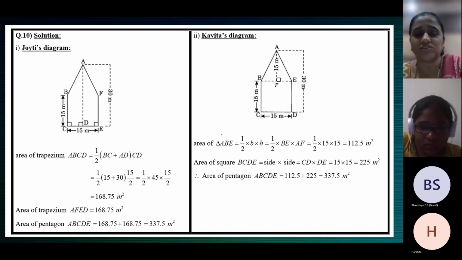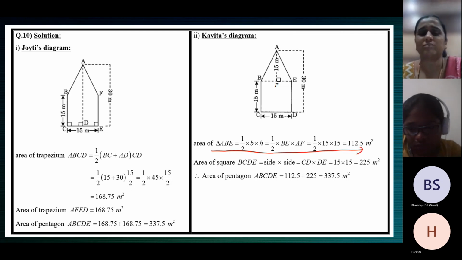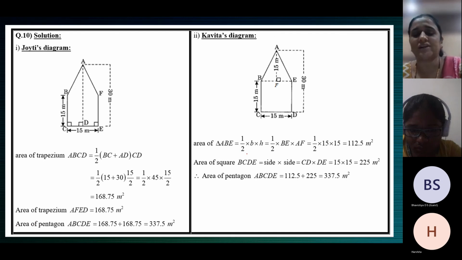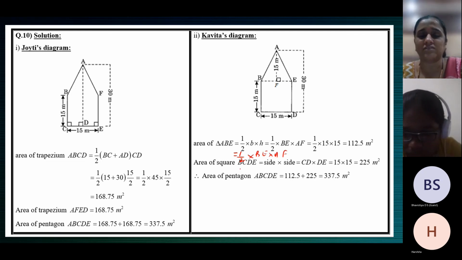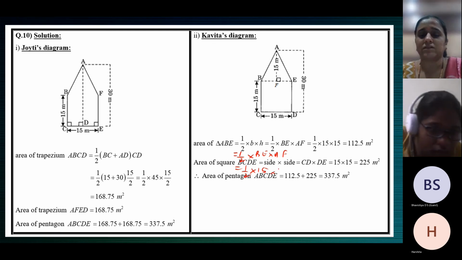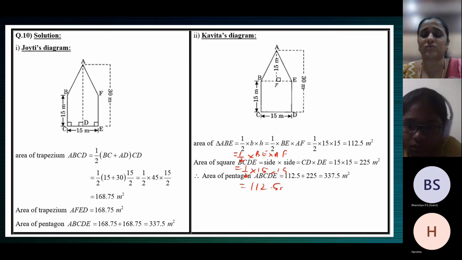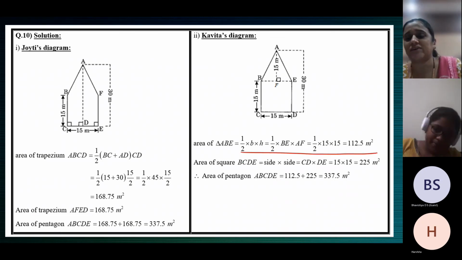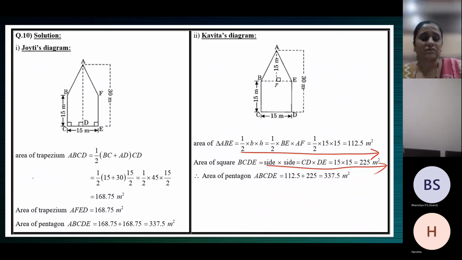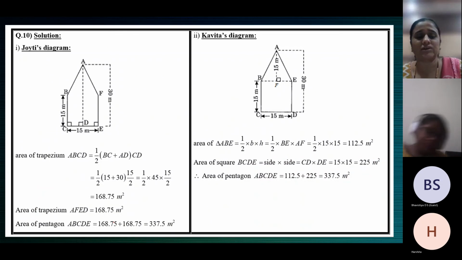Children, I'll also change the presentation of the slide. Don't write it sideways like this, children. Please write it one below the other. By next class, I'll change the presentation here. Like, after area of triangle is equal to half base into height, write it here: equal to half into B into AF. That is equal to half into 15 into 15. That is equal to 112.5 meters square. Please write it one below the other like this. Do you all understand when I say one below the other? Yes, ma'am. Don't write it sideways.